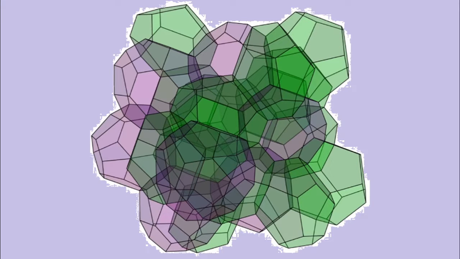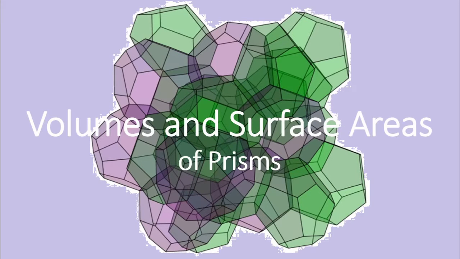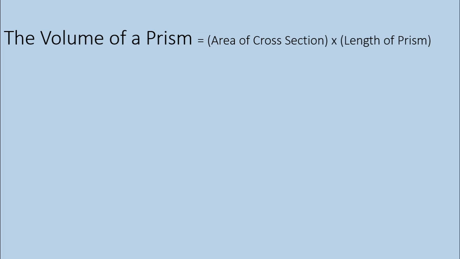Hey guys, today we're going to have a look at the volumes and surface areas of prisms. Now don't worry, this shape that we've got here is not a prism. It's some type of very complicated polyhedra, and prisms are types of polyhedra as well, but prisms have a lot more symmetry in them, so they're going to be a lot easier to work with.